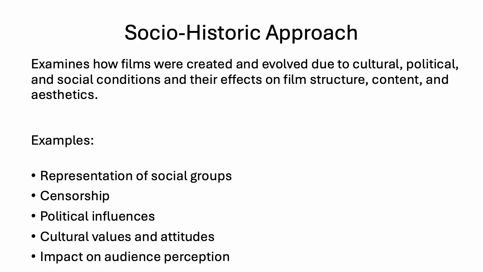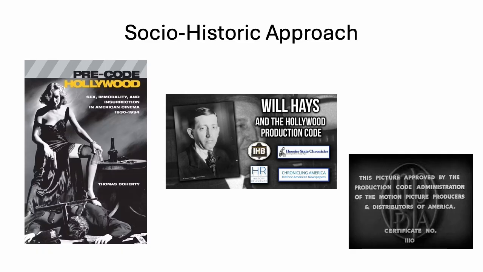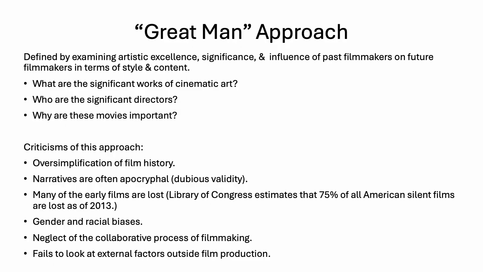Some examples of this would be how certain groups were represented throughout film history, and unfavorable stereotypes were created and perpetuated by the repeated appearance of them in film. However, that is starting to change with more favorable and accurate representations in film. Censorship was also a very big influence in what appeared in film. So now we're going to move on to some other approaches, what is known as the great man approach.